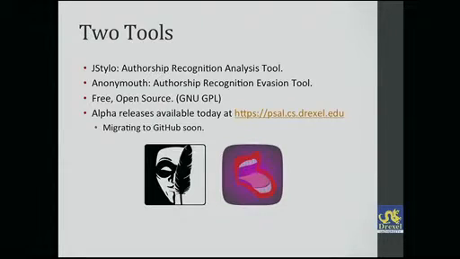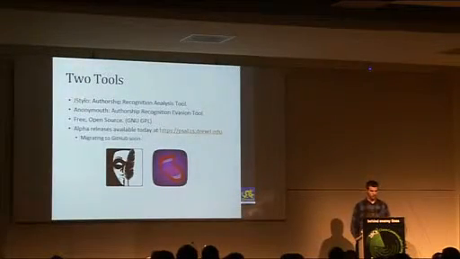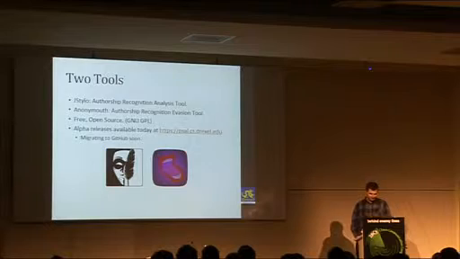They are under the GNU GPL. The alpha releases for these are available today at this website. Feel free to go download them now if you want to, download them later, come talk to us. And right now, they're just tarballs with the source code and the jar files in them, but we'll be migrating them over to GitHub soon, so more folks can be actively participating in the development as it goes on, rather than just waiting for us to release tarballs every now and then with the source code in it.